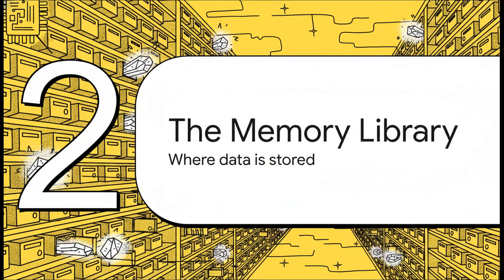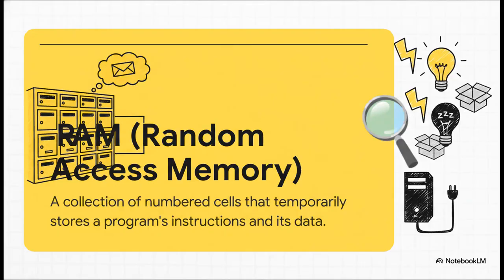Okay, I want you to imagine the computer's memory, its RAM, not as some tiny microchip, but as a giant library. A massive library just filled with millions and millions of tiny numbered mailboxes, and each one is holding a little piece of information. Now, there are two really important things you've got to know about RAM. First up, every single one of those little cells has a unique address. Think of it like a P.O. box number. That's how the computer can just zap straight to any piece of info it needs, instantly.